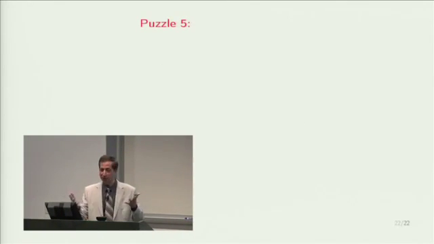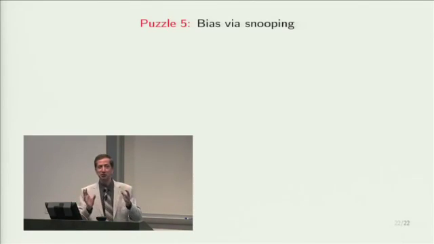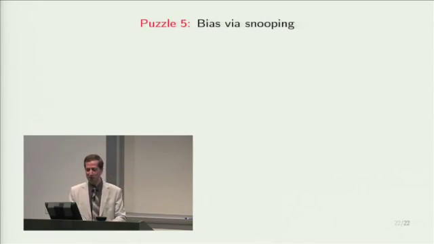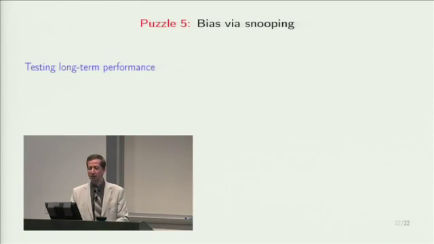And we are still in data snooping, so maybe this has to do with data snooping, but it also has to do with sampling bias. So it's an interesting puzzle. Okay, so this is a case where you are testing the long-term performance of a famous strategy in trading, which is called buy and hold.